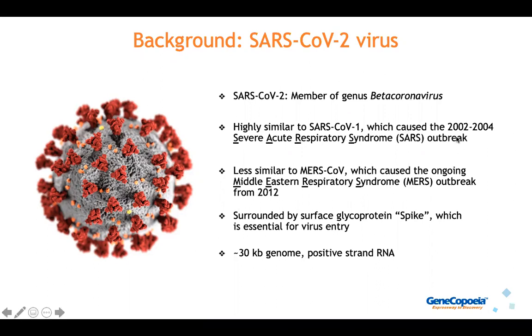So of course, as we know, these are much smaller outbreaks. The SARS outbreak, while it was devastating, caused a total of about 8,000 known cases. And the MERS outbreak is about 2,500 known cases so far worldwide. So again, as I mentioned, the virus is surrounded by these surface glycoproteins known as spike, which is essential for virus entry, and it has a 30 kb genome that consists of positive strand RNA.